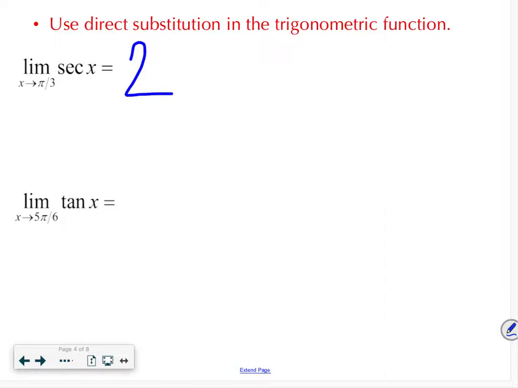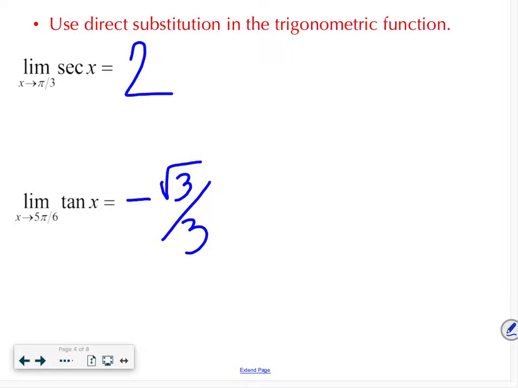The tangent at 5 pi over 6. First of all, is it positive or negative? Negative. Okay. Sine over cosine: 1/2 over radical 3 over 2. So we're talking about negative radical 3 over 3. Just know your unit circle so you can do those direct substitution problems.